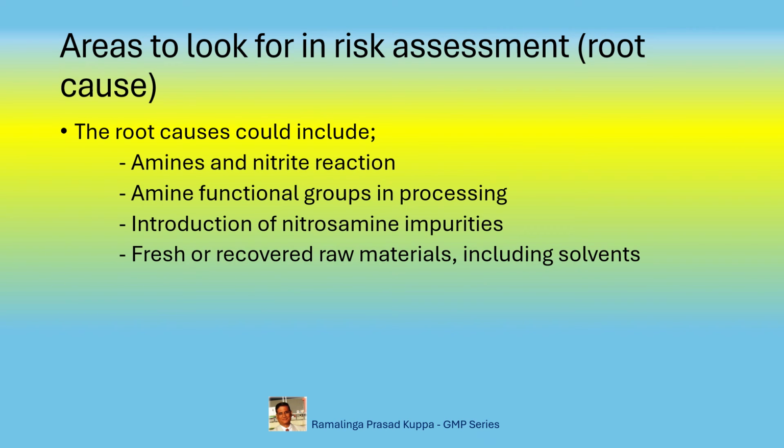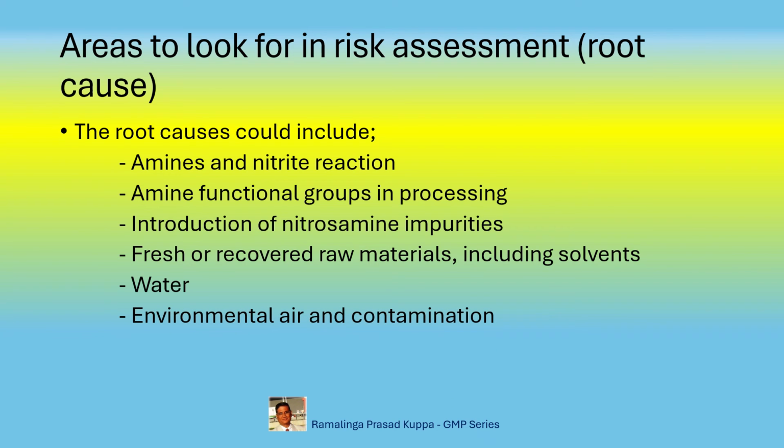Fresh or recovered raw materials, including solvents. Recovered solvents, reagents, and catalysts may also pose a risk of nitrosamine impurities due to the presence of some residual amines. Water. Water may also be a source of contamination as it may contain nitrates and other contaminants. Environmental air and contamination. Inlet air to equipment such as fluidized bed dryers may have some nitrosating agents, such as atmospheric nitrogen dioxide.